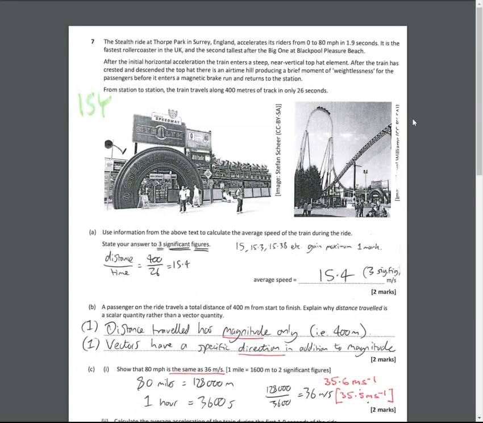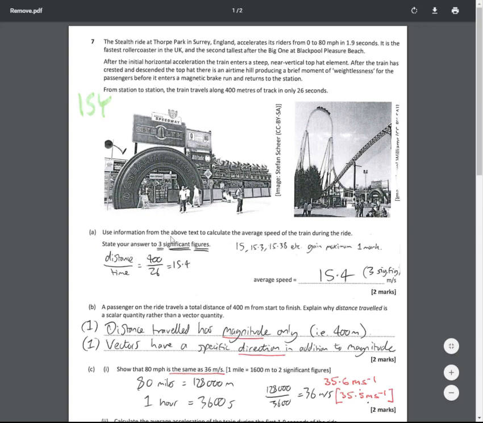Question 7, lots of equations, lots of numbers. Equation, sum, answer, unit will see you through this question quite well. 0 to 80 miles an hour in 1.9 seconds. Miles an hour, that looks like it's bad news. 400 meters of track, 26 seconds. Do the calculations, read the question, use ISY.